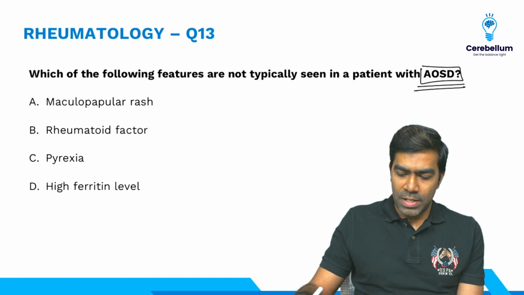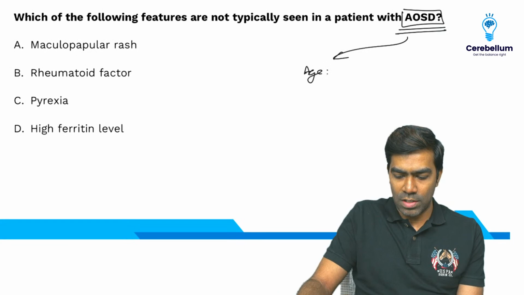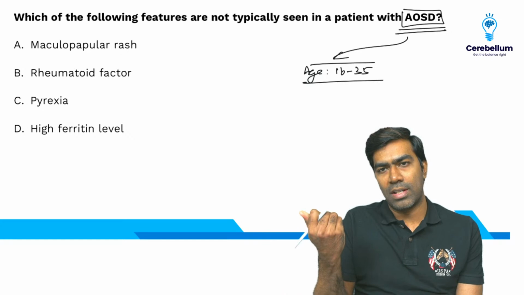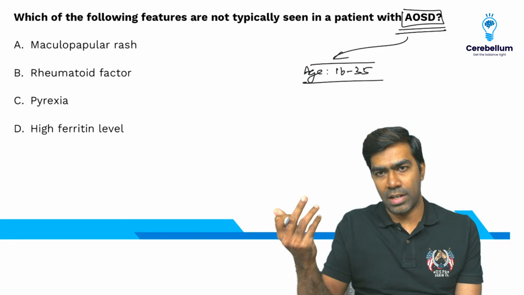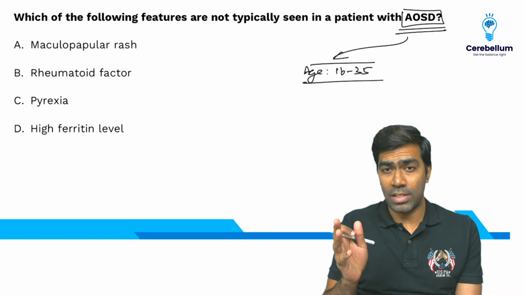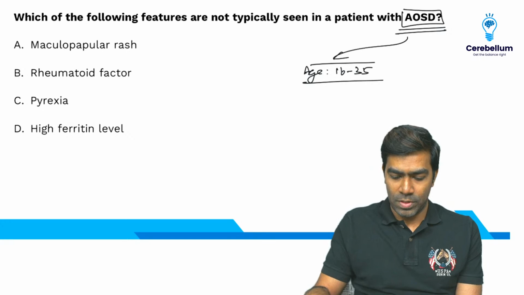So first, let me tell you how you diagnose adult onset Still's disease. First of all, the age group is very, very important: 16 to 35. If the age group is less than 16, it will be called something else, juvenile idiopathic arthritis. That's different, and that's also called Still's disease. But age should be more than 16; then only can you call it adult onset Still's disease. Point number one. Second, remember this is a condition that's going to mimic rheumatoid arthritis in many situations.